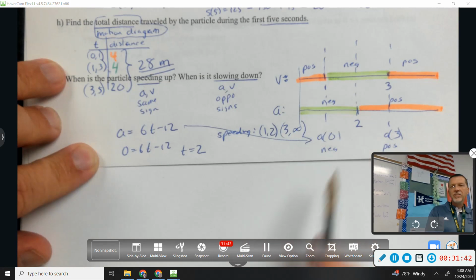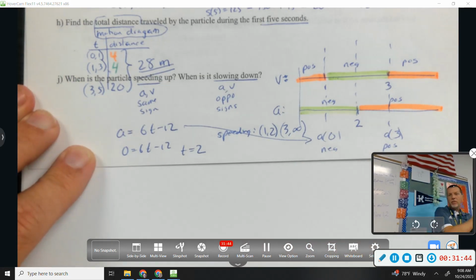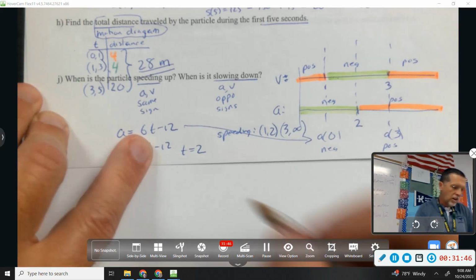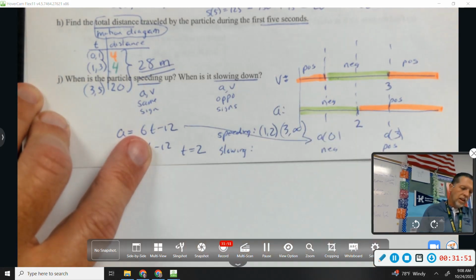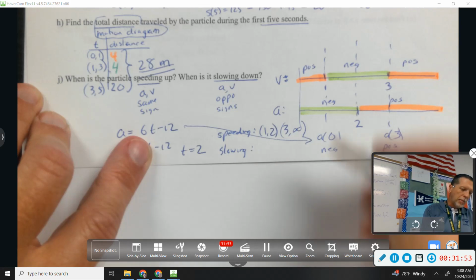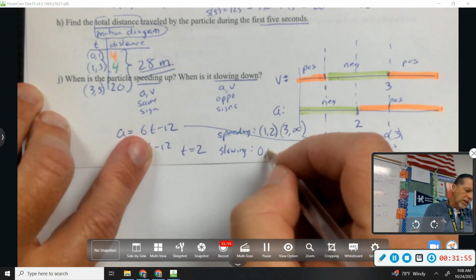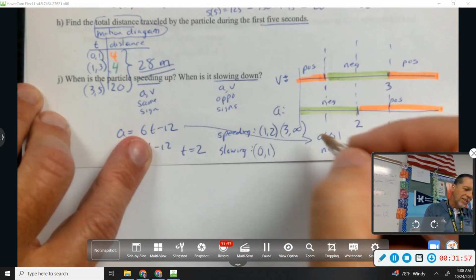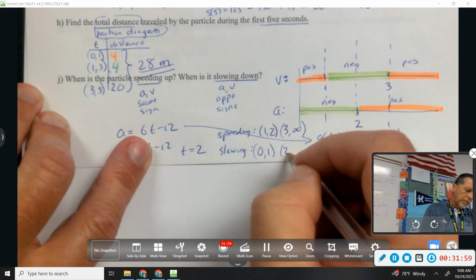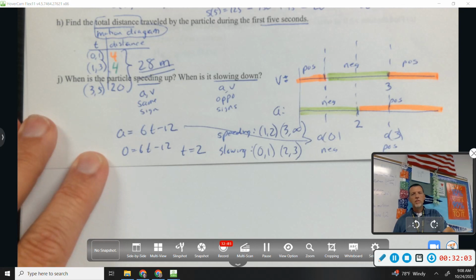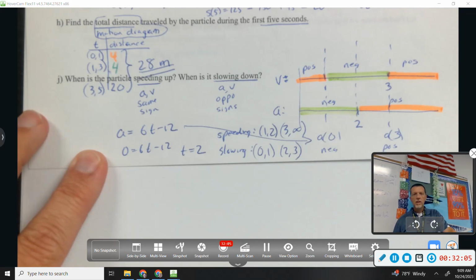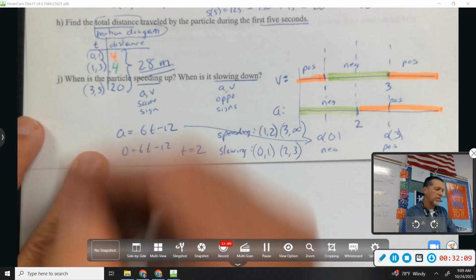With my colors, 1 to 2 is speeding up in the backwards direction. 3 to infinity is speeding up in the positive direction. And then slowing down would be where they have opposite signs, or opposite colors in our case, so 0 to 1 and 2 to 3. Speeding up, same sign. Slowing down, different signs.